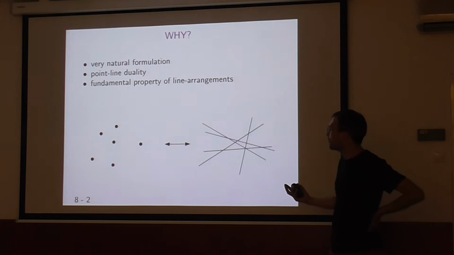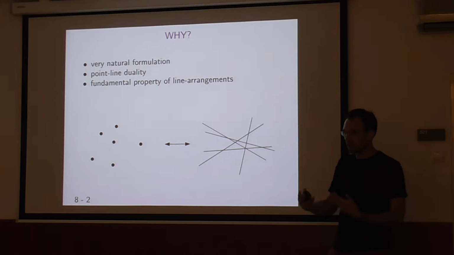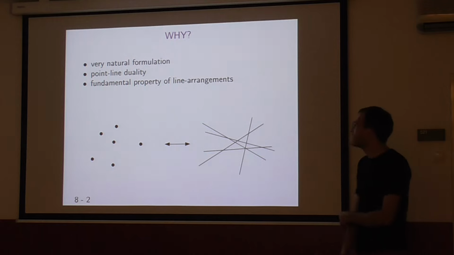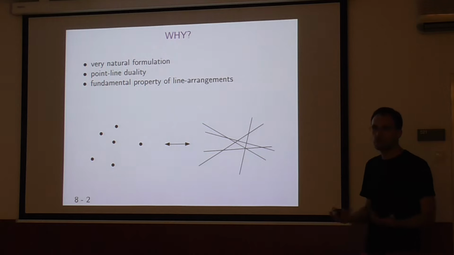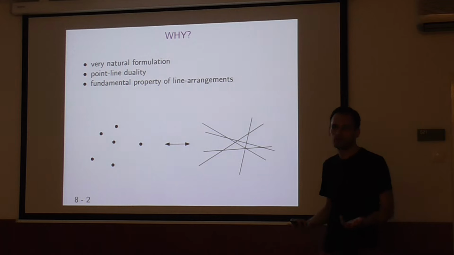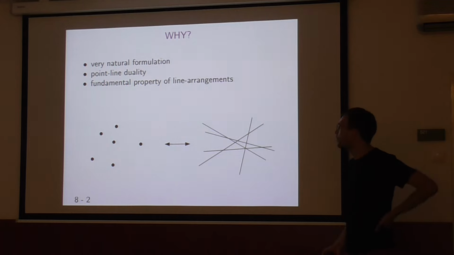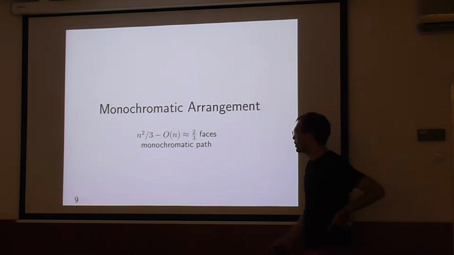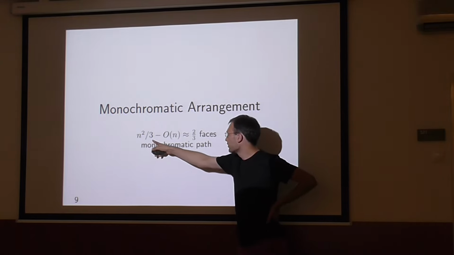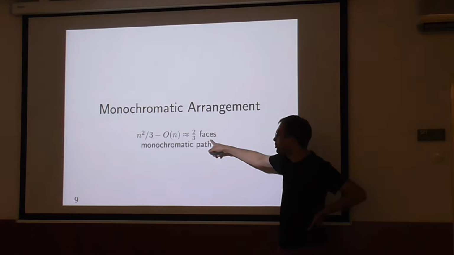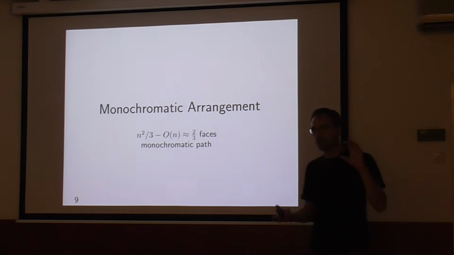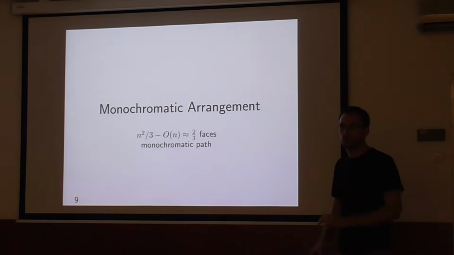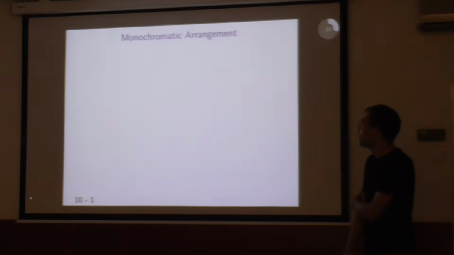So line arrangements are just as important as point sets, and point sets are the most studied object in computational geometry. And what is the longest path is one of the most fundamental questions you could ask about line arrangements. Okay, so let's start with the monochromatic case. Here we want to show that we find a path of length n squared divided by 3, and you should remember these are 2/3 of all the faces, because n squared divided by 2 is the total number of faces. So how do we do this?